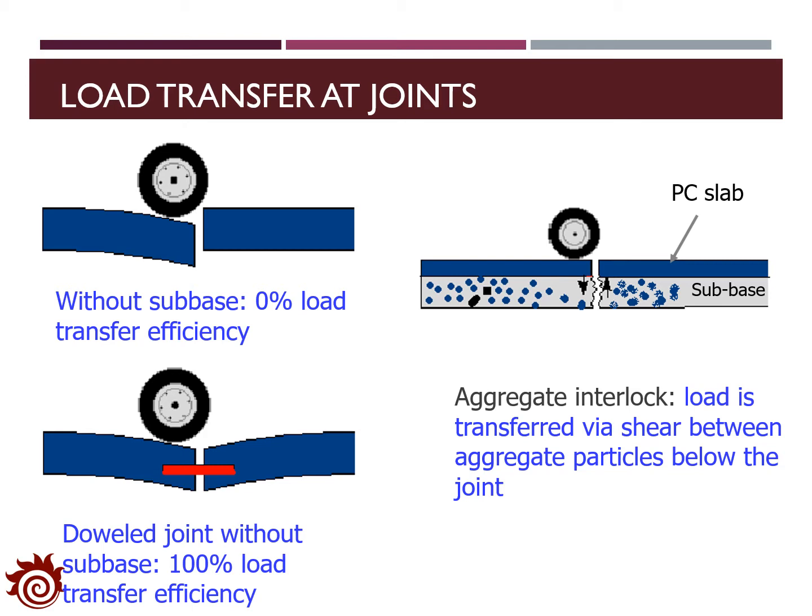In addition, if the PCC slabs are supported by subbase, we will observe the aggregate interlocking effect. The load is transferred through the shear between the aggregate particles below the joint. But you have to remember that aggregate interlock exists only when the cracks are kept closed.